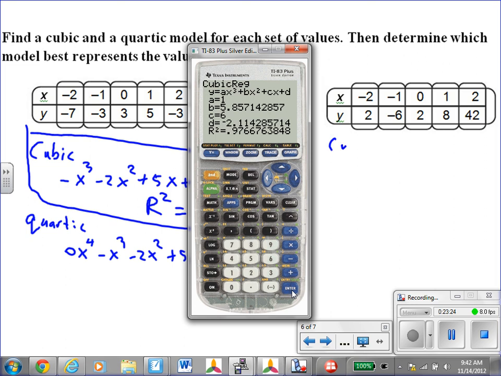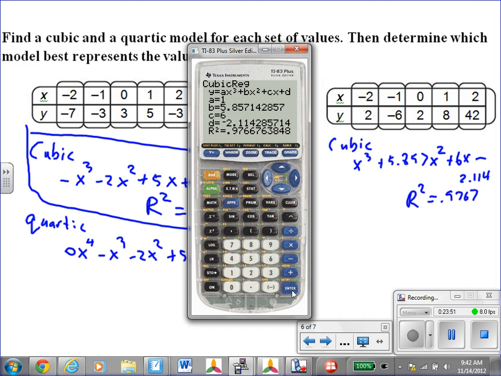So for cubic, you get x cubed plus 5.857x squared plus 6x minus 2.114. All right, and our r squared value is 0.9767.